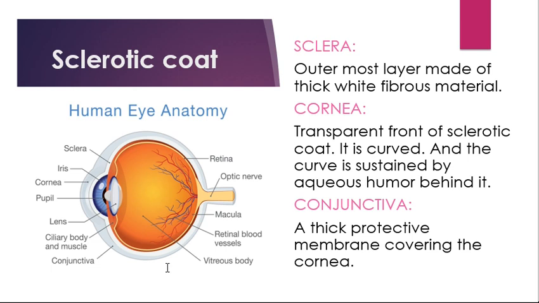The sclerotic coat can be divided into sclera. It is the outermost layer, which is made up of thick white fibrous material. It is a sort of protective layer which forms the front of the eye, and it is transparent.